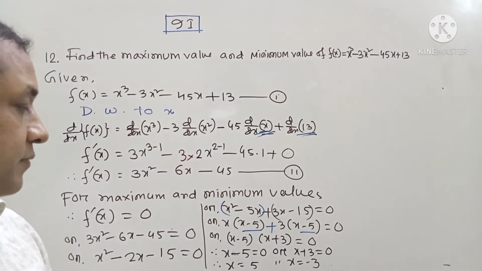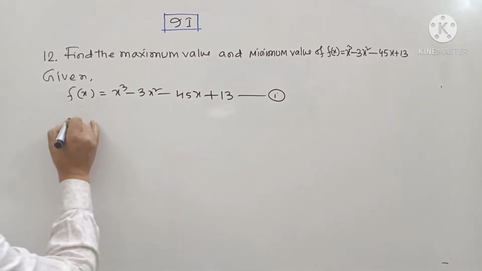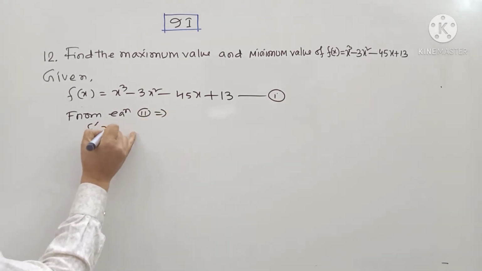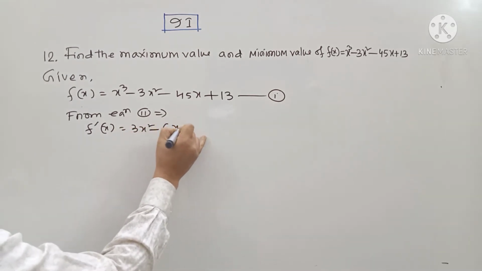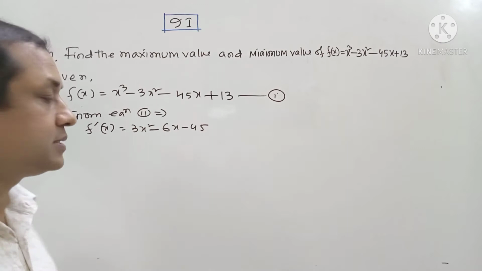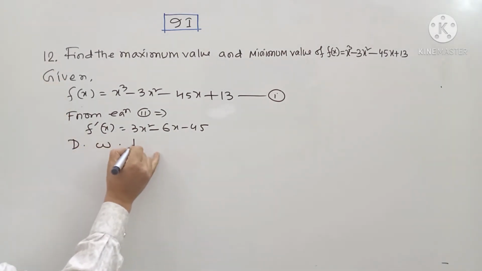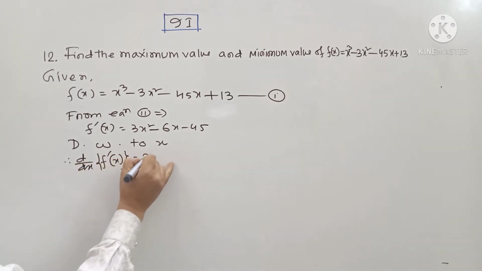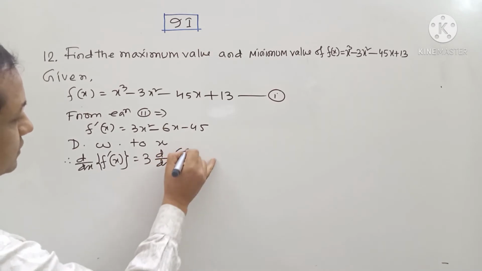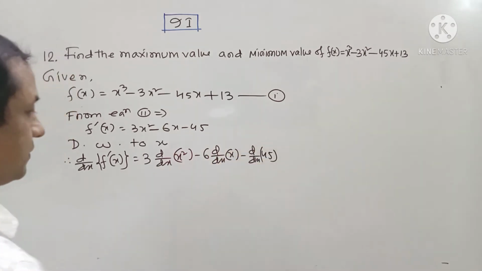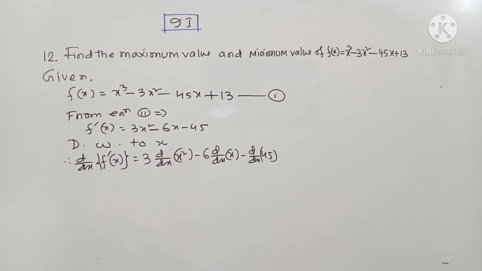From equation 2 we get here f prime x equals 3x square minus 6x minus 45. Now again differentiating with respect to x, find f double prime x. So d/dx of f prime x, and 3 take it to the first position. So d/dx of x square minus 6 d/dx of x, and minus d/dx of 45. So student, we can write here d/dx of f prime x equals f double prime x.